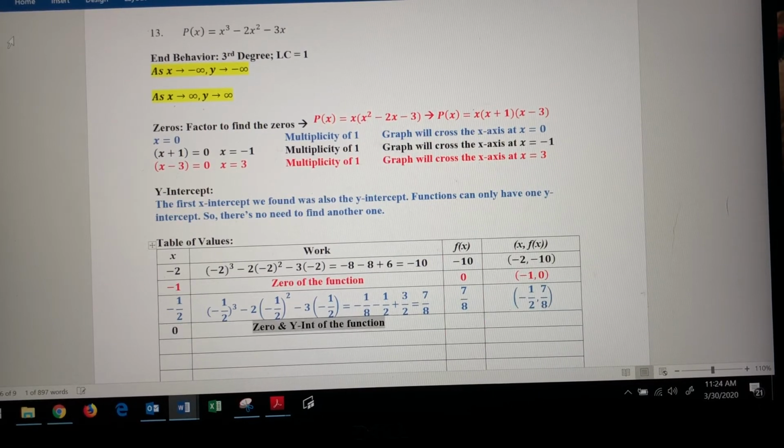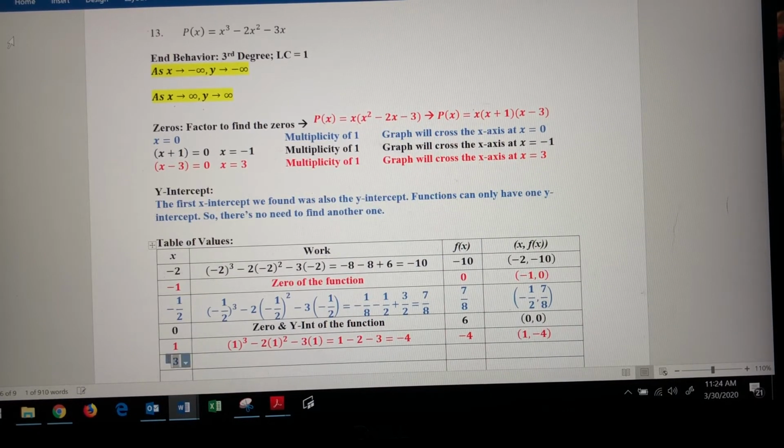Next value is going to be my second 0 there at the origin. That should say 0 there on f of x, not 6. I'll fix that in a little bit. Next thing I want to do is plug in +1. Do all the work, and that leads to a -4. So the point (1, -4) would be on the graph.